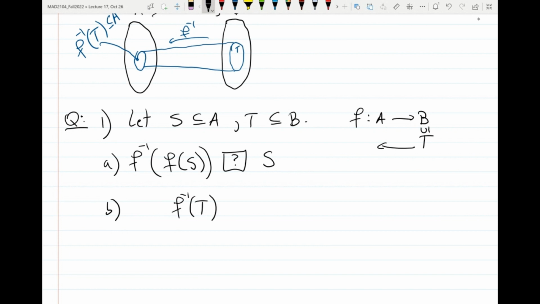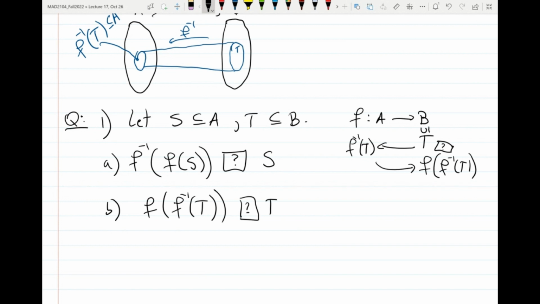So I start with t, I pull it back, but then I push it forward. Again, I want to know, how do these two guys compare? Are they equal, or do we come back bigger, or do we come back smaller? Or maybe we get something totally different. I'd like to be able to answer this question. So that's the first natural question that arises. How do these two operations behave with each other? All right. So what do you think?